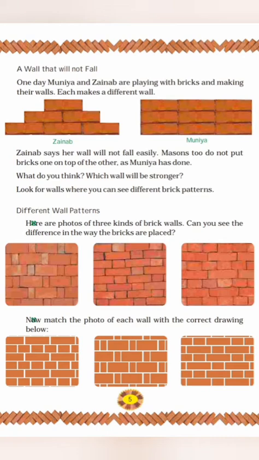If you throw a ball at Zainab's wall, only the first bricks may fall, the second may not fall. But in Munia's wall, if you throw a ball in the center, then there is no support, so maybe all bricks may fall. Now downside, different wall patterns. See, now the wall patterns are given. Here are photos of 3 kinds of brick walls. And can you see the difference in the way the bricks are placed?